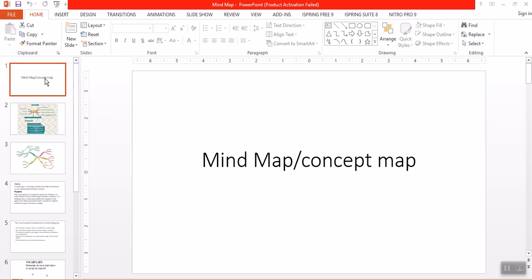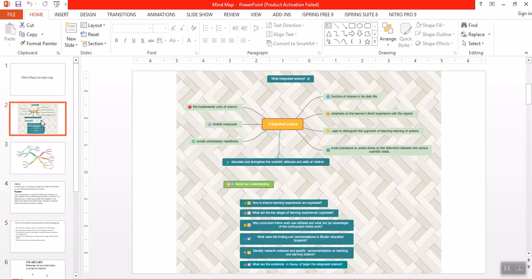What is a mind map? A mind map is drawing a concept and linking the different concepts together. These are very useful, particularly in teaching and learning biology. I would like to show you the concept map that I have drawn for my class. This is about the integrated science which you have learned.